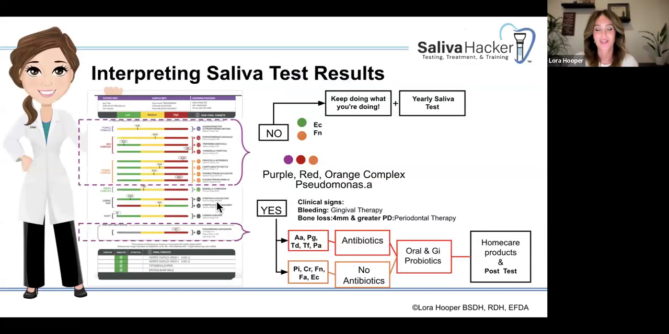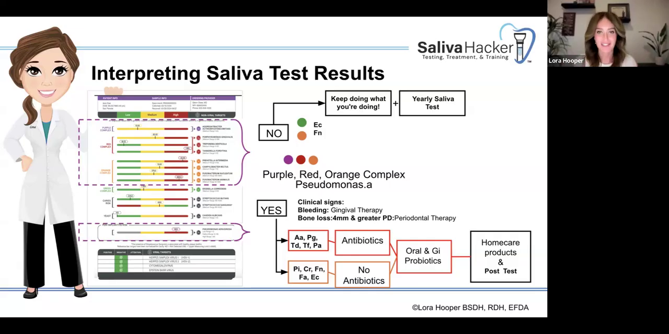So you might be like, whoa, Laura, I'm overwhelmed. How am I going to remember this stuff? Well, here it is. This is my brain on paper. I like to get a test back and just say right out of the gate, do I have that red or orange complex? Yes or no? No, if I don't, I only have EC and FN. Those are core healthy species. Then I'm going to keep doing what I'm doing and just yearly test that patient.